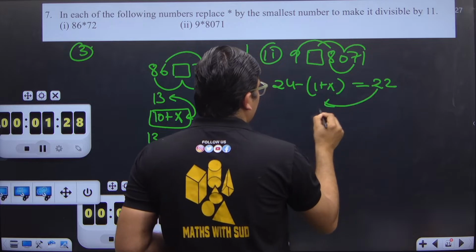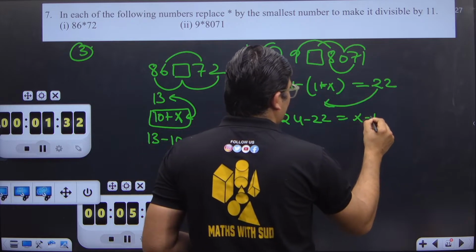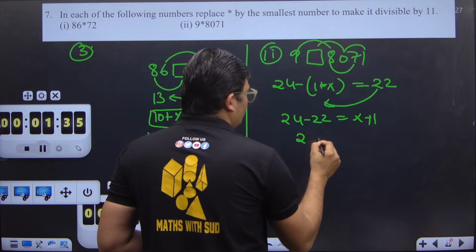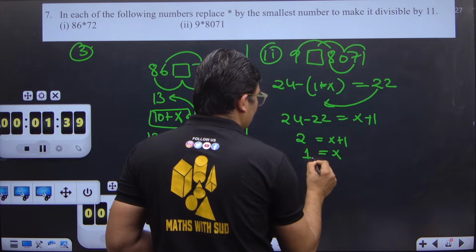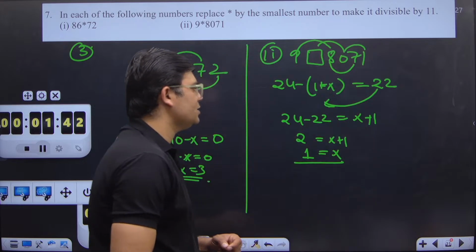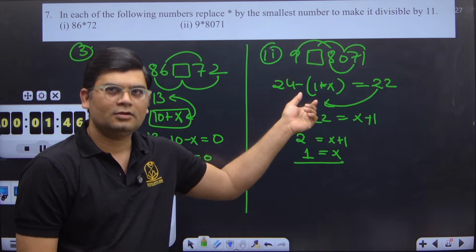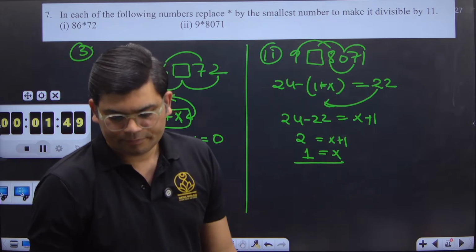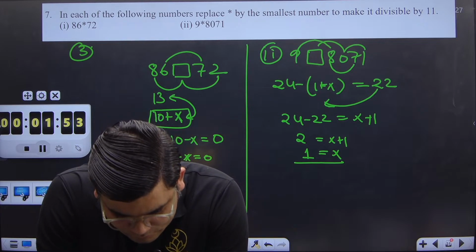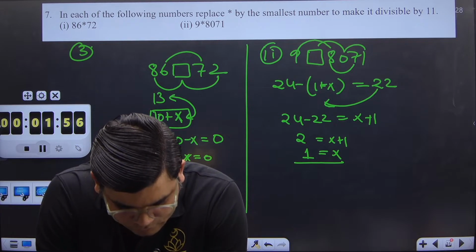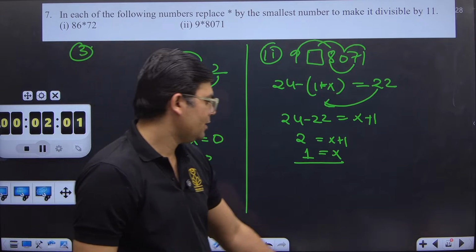You bring 22 on this side. So 24 minus 22 is equal to x plus 1. So 2 is equal to x plus 1. So x will be equal to 1. So the answer to this question is 1. क्या आएगा आंसर? Yes. 1. Clear? Yes. बताओ. Sir. Any doubt? क्लियर है? नेक्स्ट आगे बढ़े.